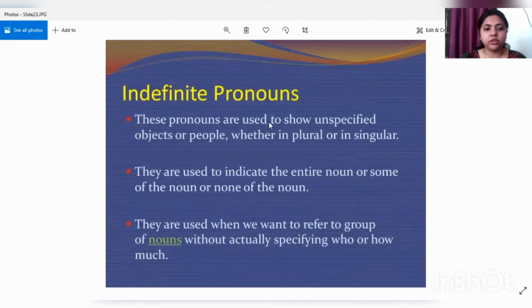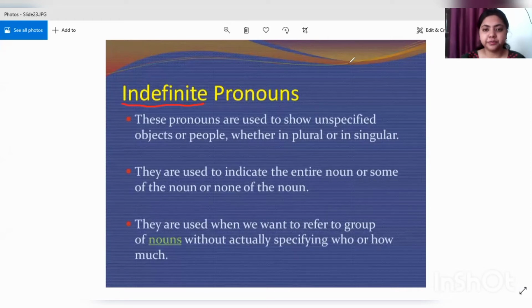Now, indefinite pronoun. These pronouns are used for unspecified objects or people, whether in plural or in singular. They are used to indicate the entire noun, or some of the noun, or none of the noun. When we are not sure who is being referred to, then, as the name suggests, we use indefinite, that means something which is not definite, not sure or certain.